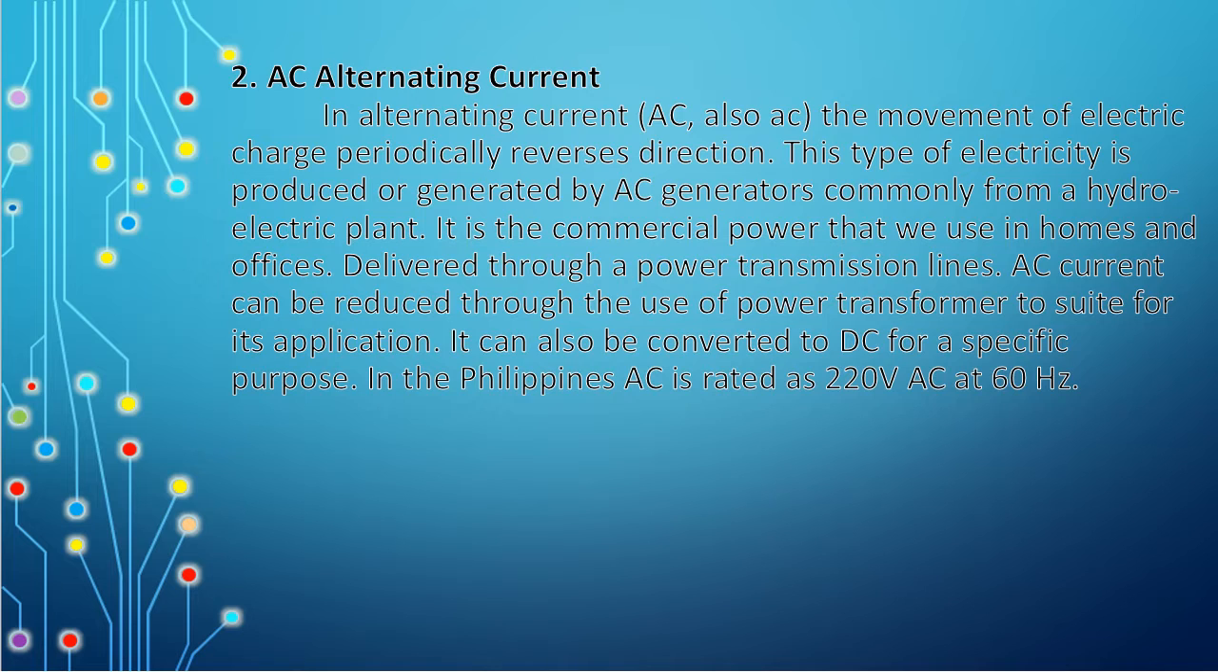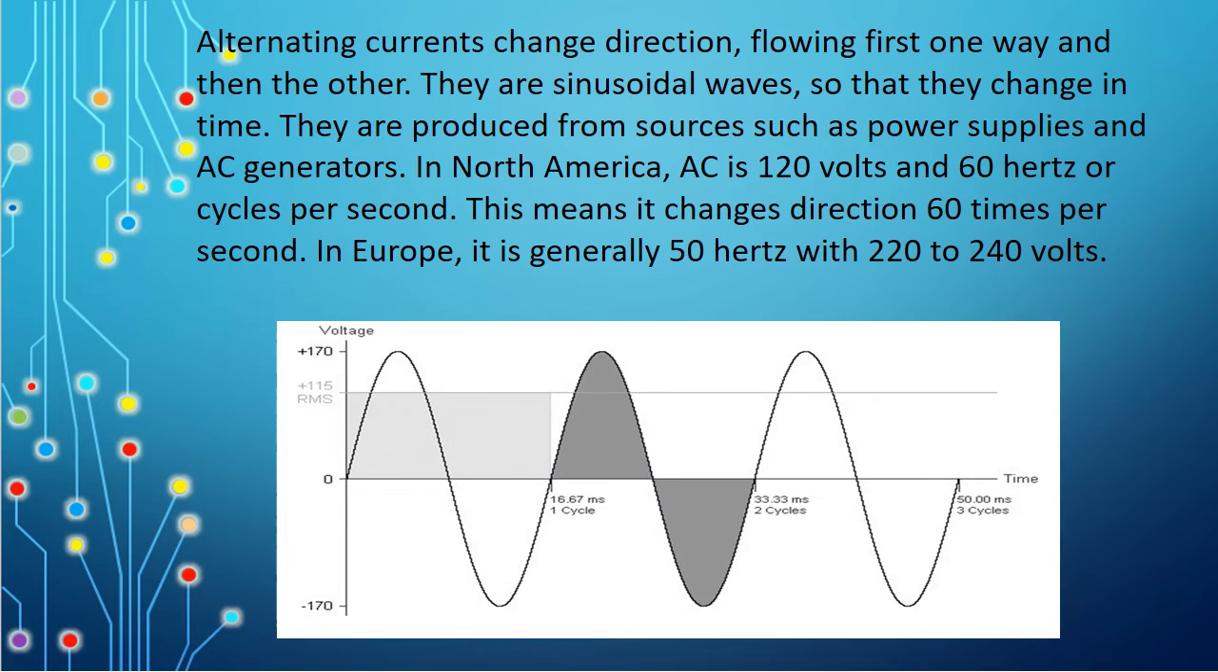So in the Philippines, AC or alternating current is rated as 220 volts AC at 60 hertz. So that is alternating. Alternating currents change direction, flowing first one way and then the other, just like in the picture or the illustration below. They are sinusoidal waves, so they change in time. They are produced from sources such as power supplies and AC generators.